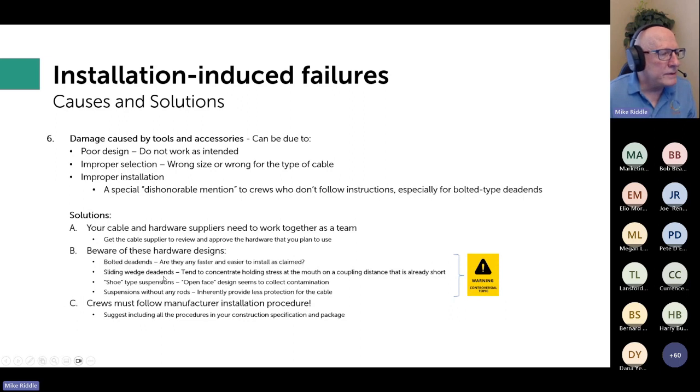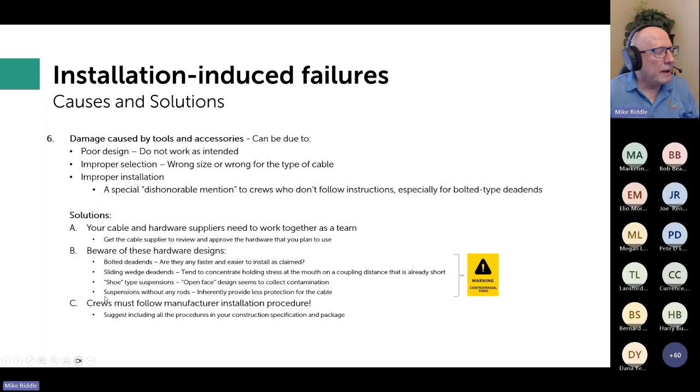Sliding wedge dead ends, I think, are always bad news. They tend to concentrate holding stress at the mouth. They've had a number of problems in the field, and I know of utilities that have used them and stopped using them because of the problems that they have. Shoe type suspension units with an open face design, we'll see this in a later slide. They seem to have problems collecting contamination.